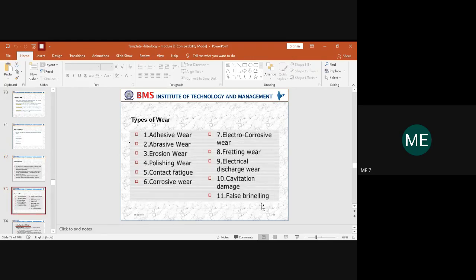Okay, so the wear analysis is usually done across the different types of wear which usually come into the picture. The first main one is adhesive wear. The second is abrasive wear, then erosion, polishing wear, fatigue wear across the contact, and even corrosiveness is considered a wear, and hence we call this corrosive wear. And then electrocorrosive wear, fretting wear, electrical discharge wear, and the cavitation part we were discussing yesterday. Even cavitation damage is related to wear, which you have already studied in your fluid power systems related to various hydraulic turbines. And the last one is false brinelling. So these are the types of wear which can come across depending upon which application you are using and which type of motion is there across the contact of the mechanical components.